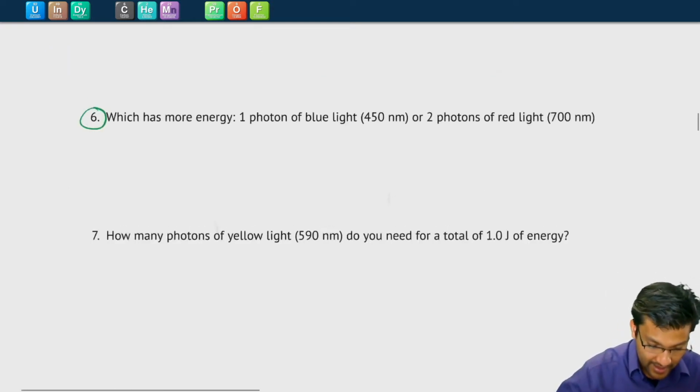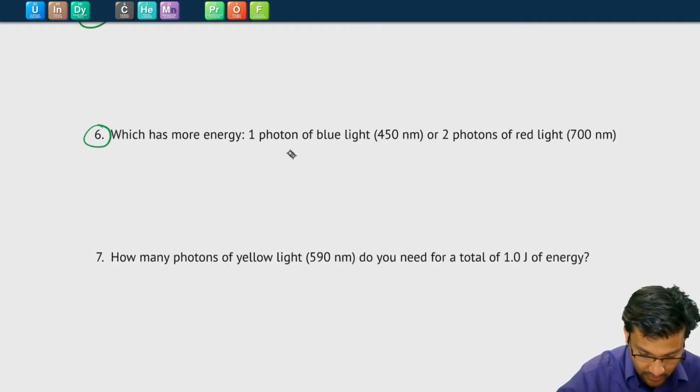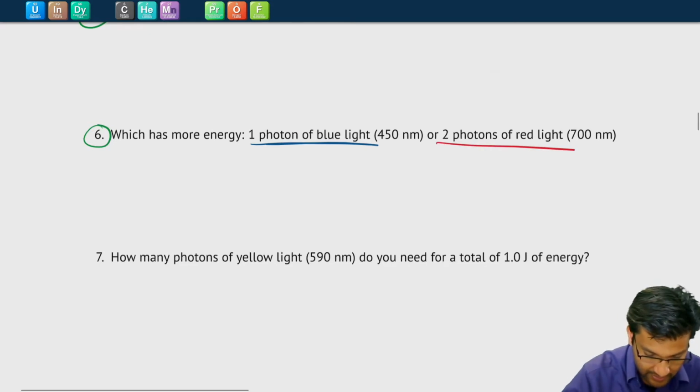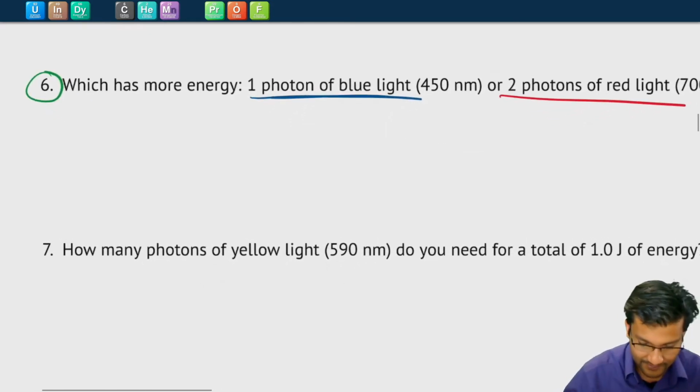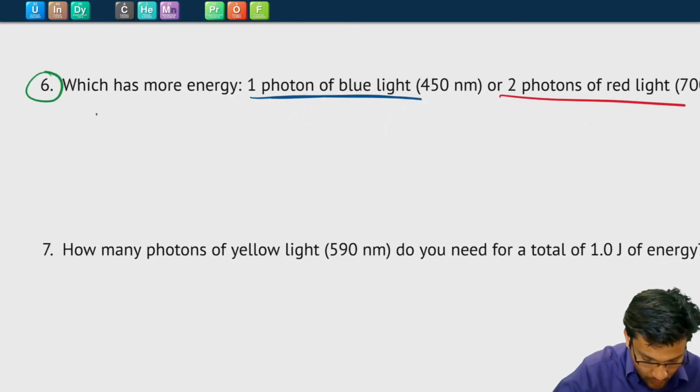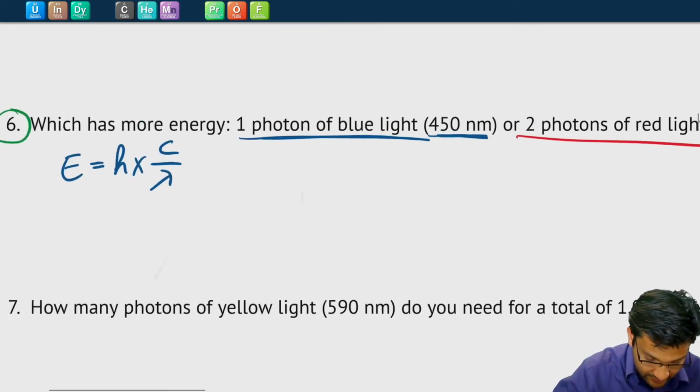Okay. Hopefully you've tried to work this out on your own and came up with the right answer. But let's see what you get. I'll use blue colors for blue light because why not? So we know that 1 photon of blue light will have energy equal to h times c over lambda. I'm using this form of the equation because they give us the wavelength, right?